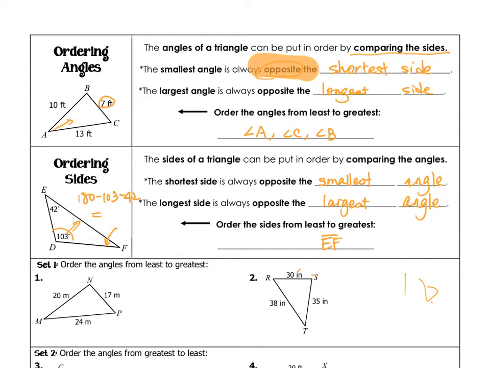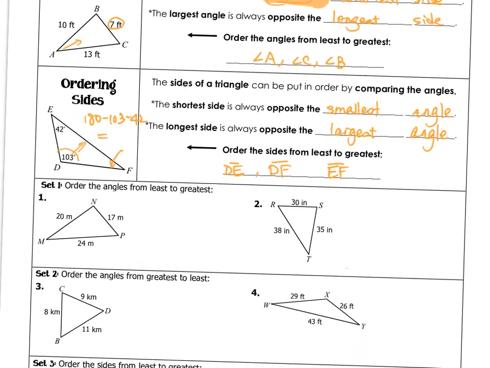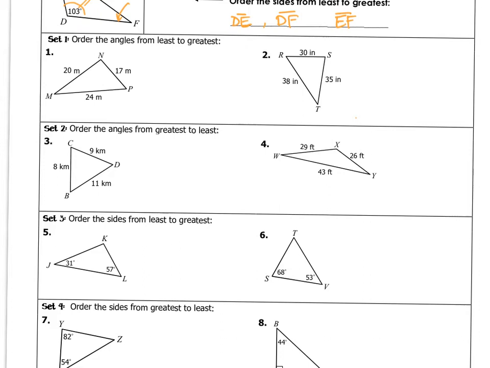77 minus 42. So that's the smallest angle right there on F. So DE is the shortest side, because angle F is the smallest angle, and that leaves DF being in the middle right there. Okay, so not hard at all, requires a little bit of calculation.